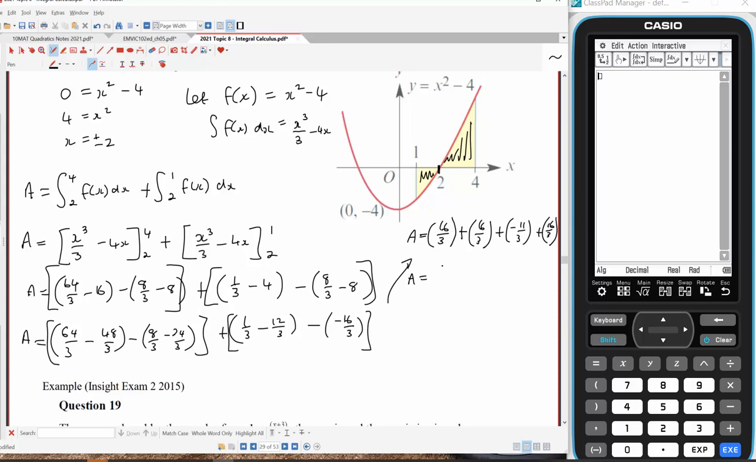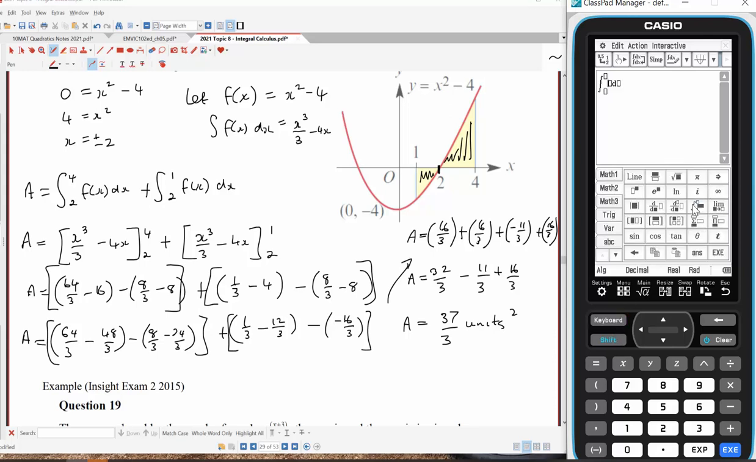Okay, so this is going to be 32 on 3, take away 11 on 3 plus 16 on 3. A equals 21, 31, 37 on 3 units squared. I've got no idea whether I got that right, and to be honest with you, if I get it wrong, I'm going to redo this video anyway, but let's just find out.